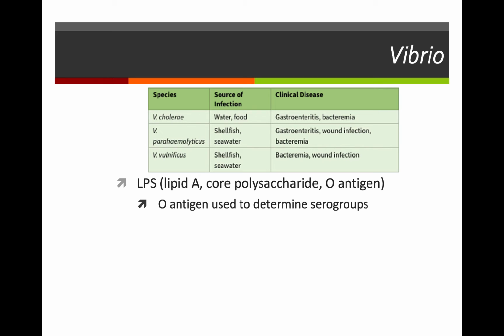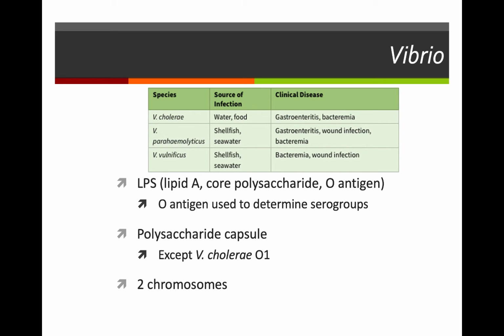They, as gram-negative organisms, do have LPS. So remember, lipid A, the core polysaccharide, and the O antigen. The O antigen is used to determine serotypes or serogroups. They have a polysaccharide capsule, except for Vibrio cholerae strain O1.